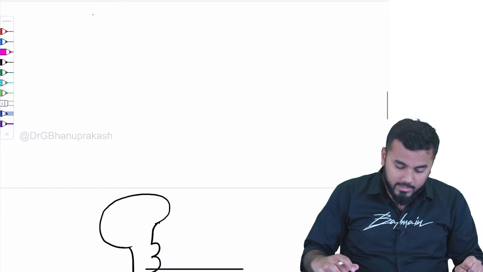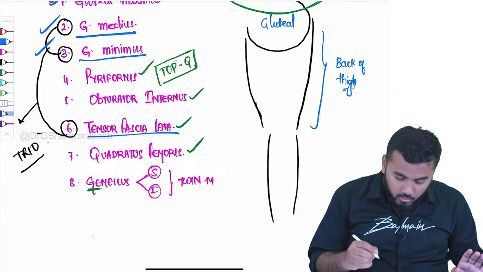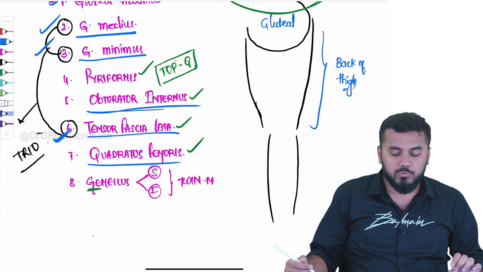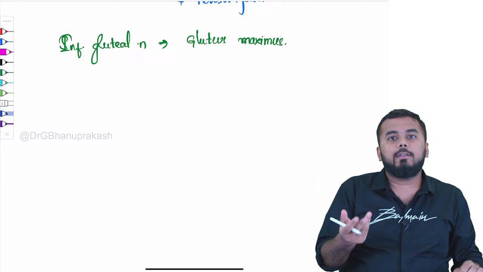Now look here, guys. Gluteus maximus, I know the nerve supply. Gluteus medius, minimus also, I know. We also know the nerve supply for tensor fascia latae. But we should also know the nerve supply for obturator internus and the remaining muscles, like quadratus femoris. A nerve that supplies obturator internus is called nerve to obturator internus. A nerve that supplies quadratus femoris is called nerve to quadratus femoris.